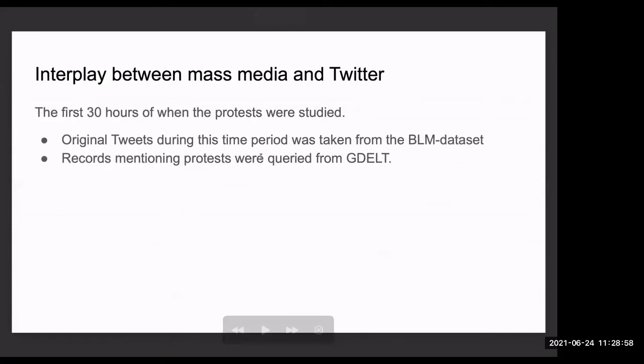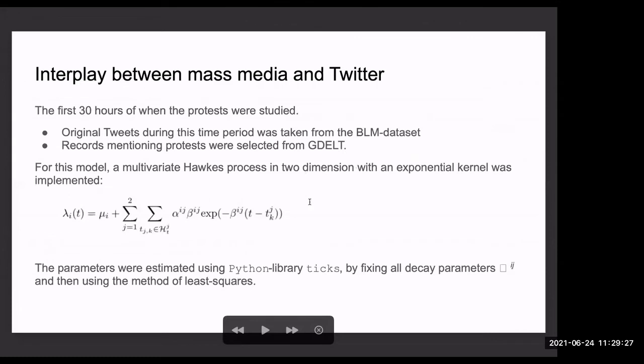So how did we do this? We had one dimension with the original tweets. The time span was the first 30 hours of when the protest started happening. So for the multivariate model, we had one dimension with the original tweets in the BLM dataset, and for the second, we had records mentioning protests from the GDELT dataset. And so this is the model then, in 2 dimensions.